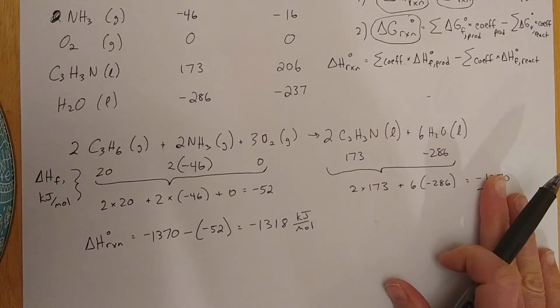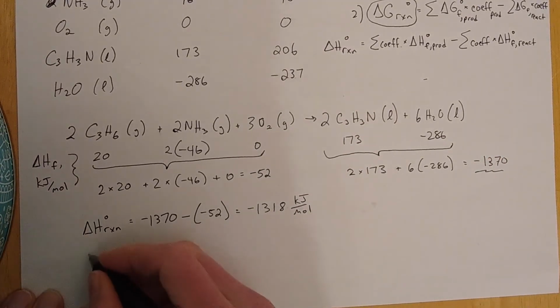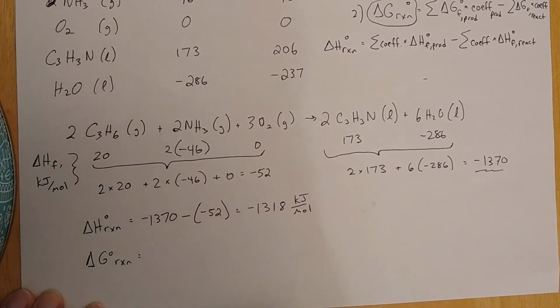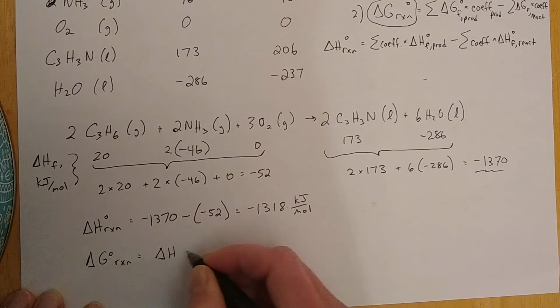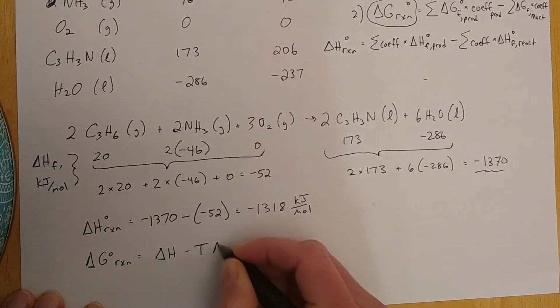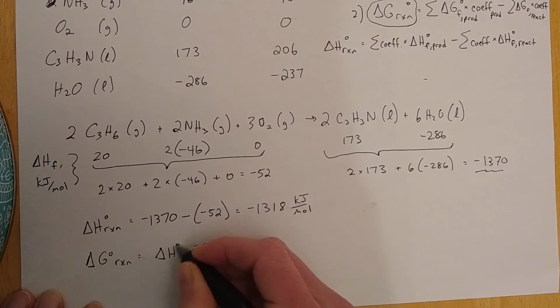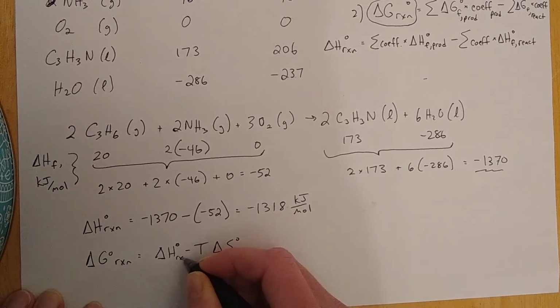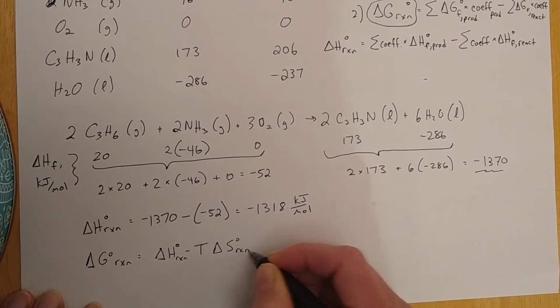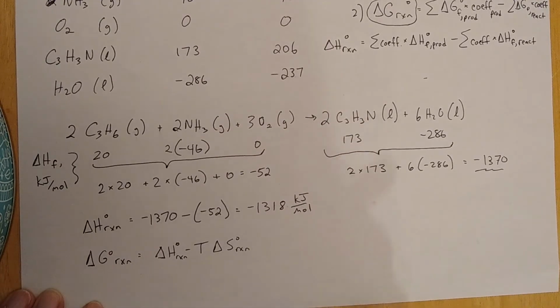So now I have enough to solve for my delta G value at standard state. It's my delta H minus temperature times delta S. And these are also at standard state. And also, I usually try to write the reaction subscript just so it's clear what this delta is referring to, but you often see it without a subscript of reaction or RXN.